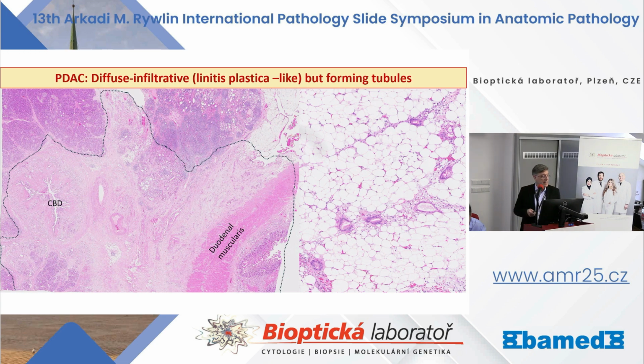And in the picture on the left, we are seeing the common bile duct is relatively well preserved, but it's actually entirely infiltrated by carcinoma, just like a linitis plastica or signet ring cell carcinoma of the stomach would do. And in the center, you're seeing the duodenal muscularis. It looks intact, but actually there are a lot of carcinoma cells in between the muscle fibers there too. So this is the infiltration pattern that really characterizes a pancreatic duct level carcinoma.